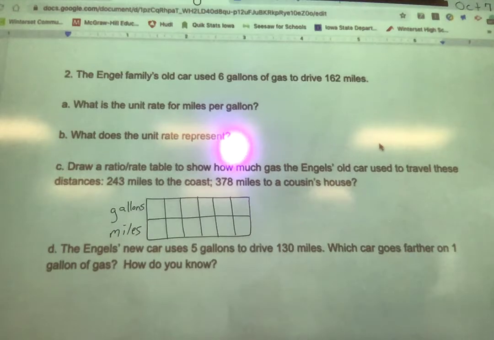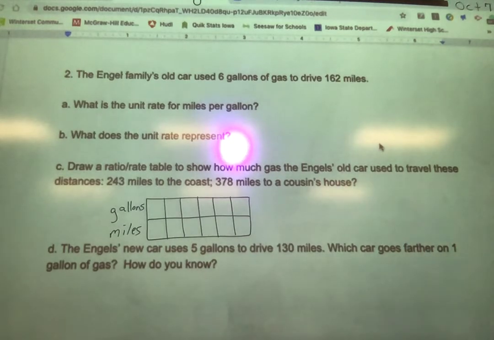Okay, we're going to go ahead and jump into our exit slip answer key for lesson 214. Our I can statement was about using equivalent ratios and ratio rate tables to understand situations and graph them on a coordinate grid. All right, so we're just going to look at one problem here about the Ingalls family old car, which used 6 gallons of gas to drive 162 miles.